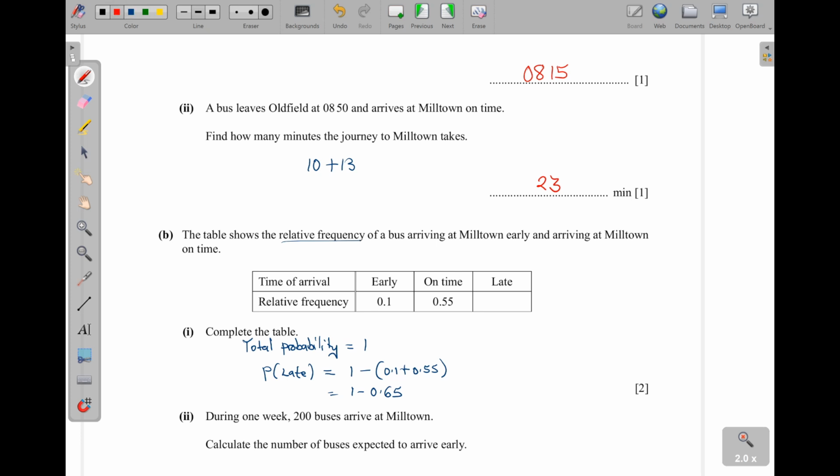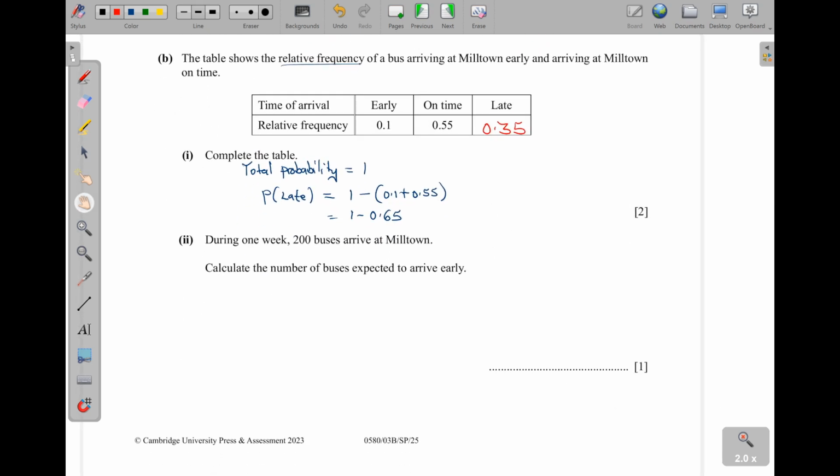So that means we are going to have 0.35 here. Then next, during 1 week, 200 buses arrive at Milltown. Calculate the number of buses expected to arrive early. Now, expectation, or the expected value, is equal to NP. The number of times the experiment is done times the probability of that intended success. So this is 200. Then times the probability of arriving early is 0.1. So times 0.1, then this one will give us 20.